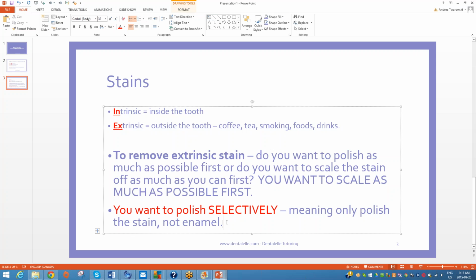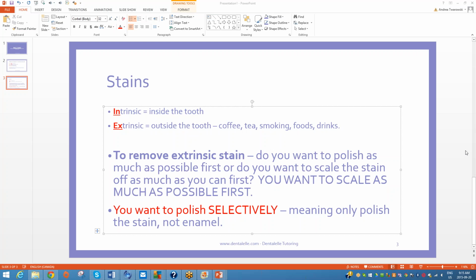So in the real world, you polish every tooth. That's just how it is. But on the board exam, they want you to know you don't have to polish every tooth. You only polish the teeth that have stain, because if you're polishing enamel, you're taking off some of the enamel technically, and they don't want you to do that. If you polish stain, you're polishing off the stain, which is good.